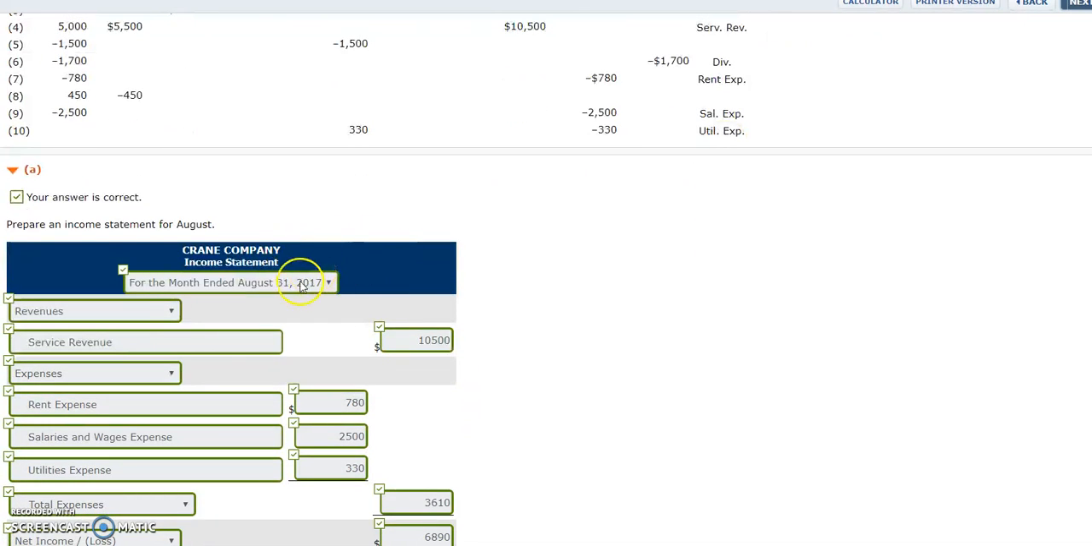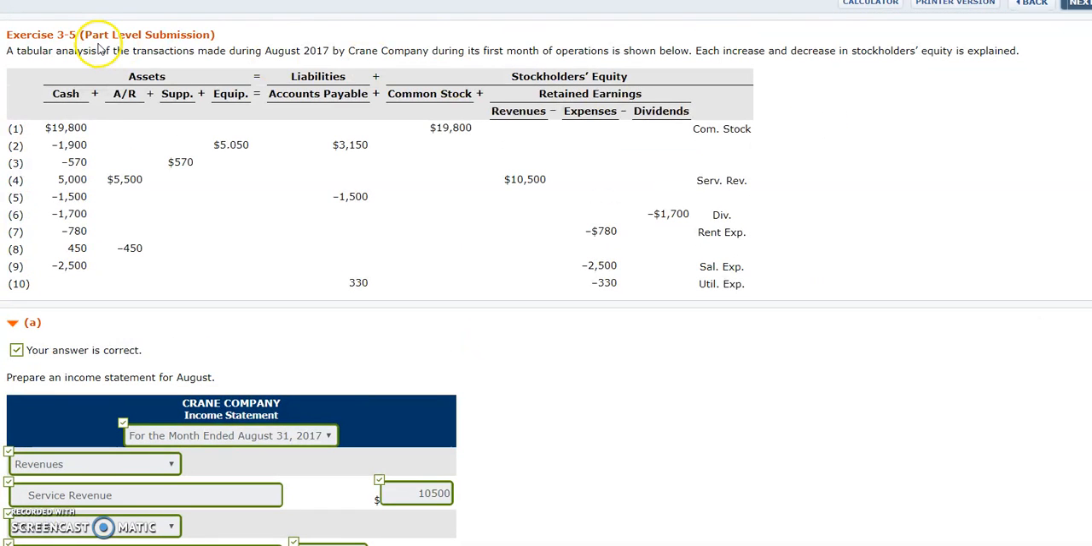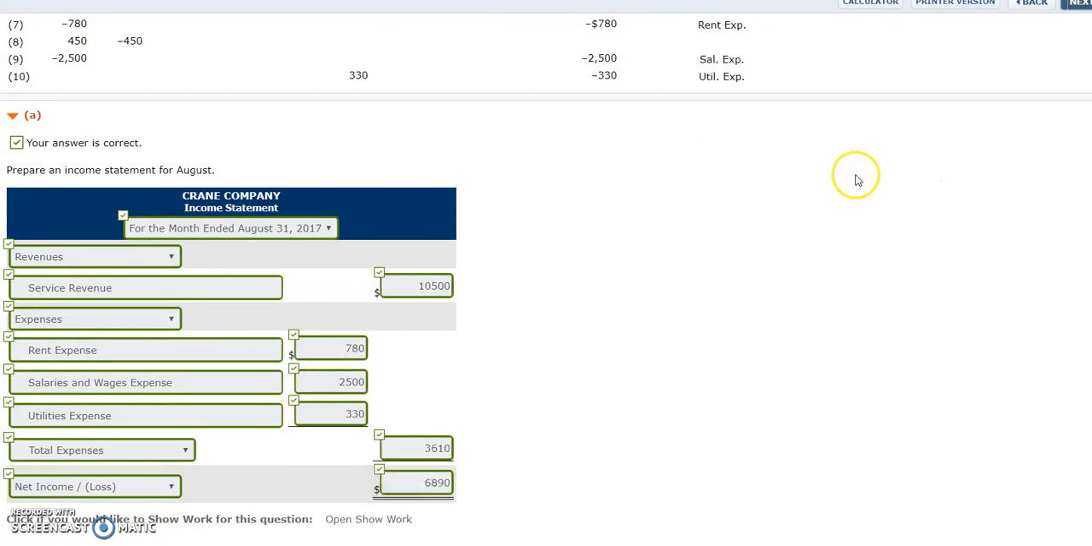So we start with the income statement for the month ended August 31st, because up here it is asking transactions made during August 2017. So you only want the month. It gives you other options for year ended and date of August 31st, but we're going to choose the month ended August 31st.